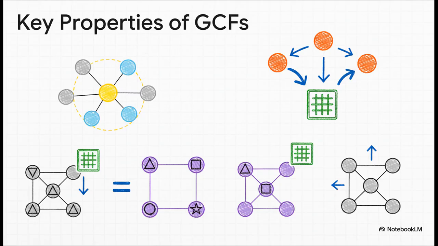They're also permutation equivariant, which is a fancy way of saying it doesn't matter how you label or order your nodes, the filter just works. And crucially, this all means they're inductive. You can learn a filter on one graph and apply it to a completely different one. That's a real game changer.